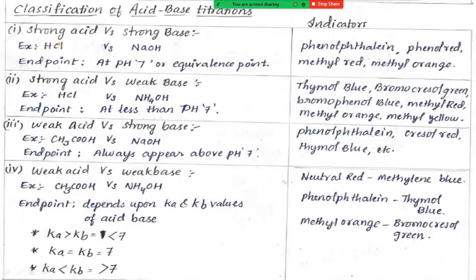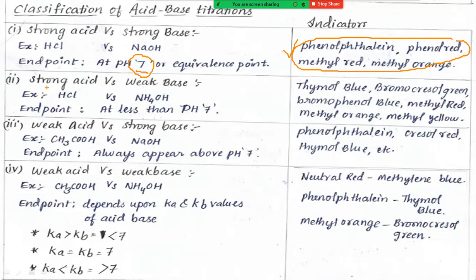So these are the examples, HCl and NaOH. So we are getting the equivalence point at 7. To detect this equivalence point at 7, we need to use these indicators: phenolphthalein, phenol red, methyl orange, which will give the endpoint color change at pH 7.